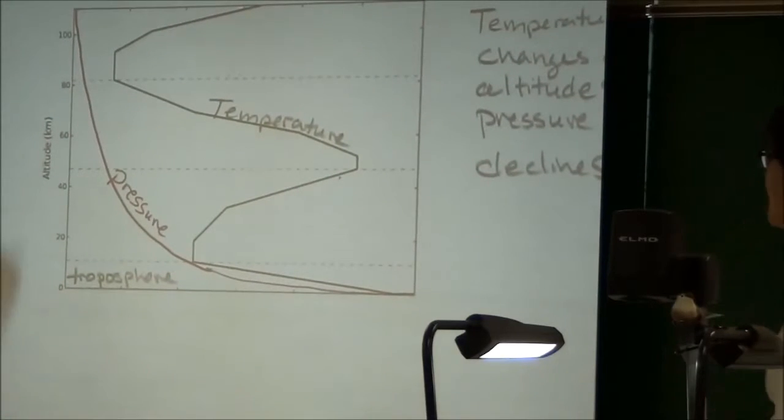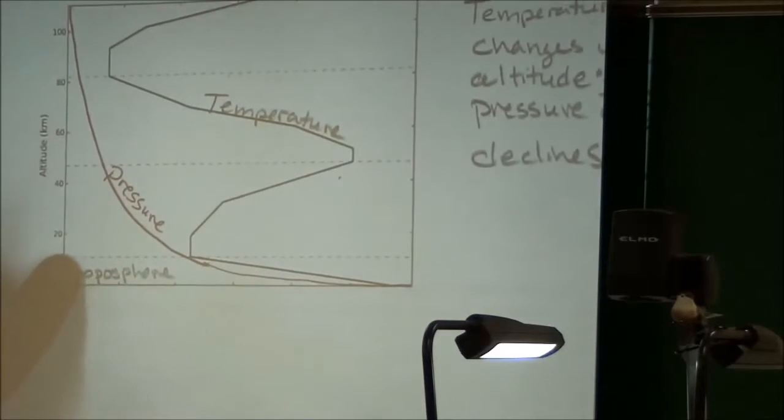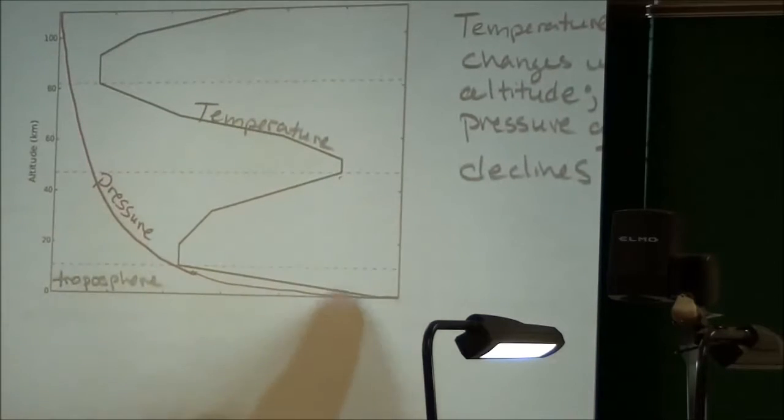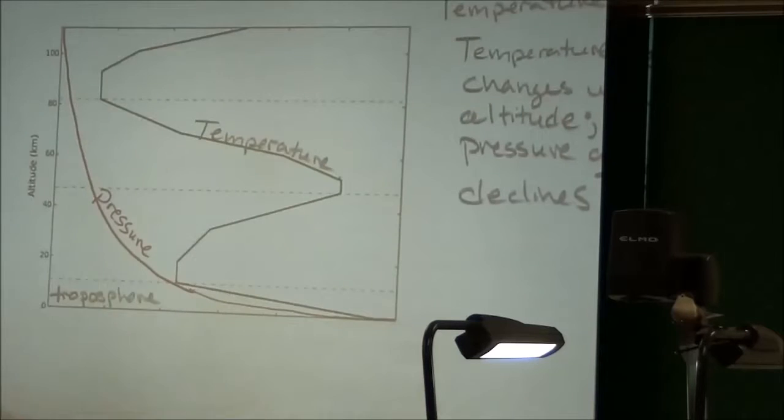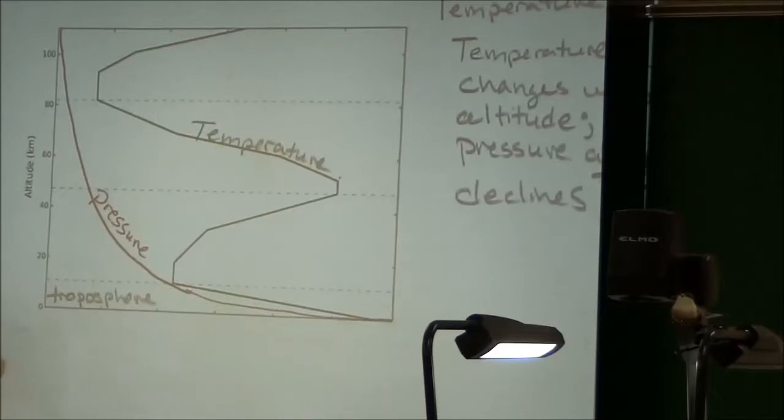Now, this is something I saw in both classes where people labeled this line as troposphere. That's not correct. It's this zone in here that is the troposphere. This line here has actually got a name called the tropopause. It's the boundary between the troposphere and the next layer above it.